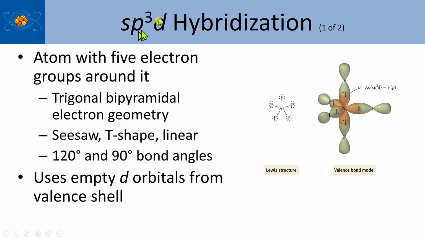So for sp3d hybridization, we have 5 electron groups that make a trigonal bipyramidal electron geometry. The orientation of the orbitals are these bronze-colored ones on the inside. They give the 120-degree angle around the equatorial part and 90 degrees top and bottom. So for this compound, which is AsF5, we have a bonding scheme that says this is a sigma bond between an arsenic sp3d orbital and a fluorine p orbital that's out here.